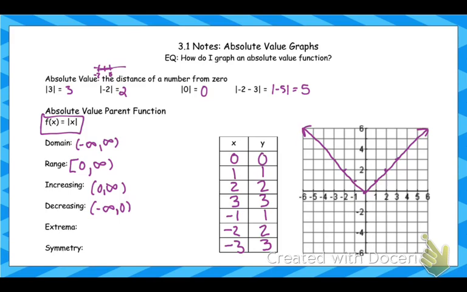Extrema, this graph has a minimum value. This is a global or absolute minimum. It happens at (0, 0), which is the vertex.